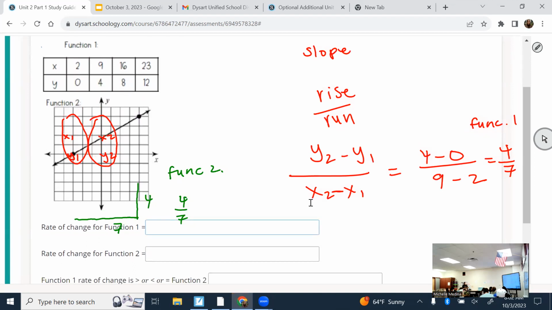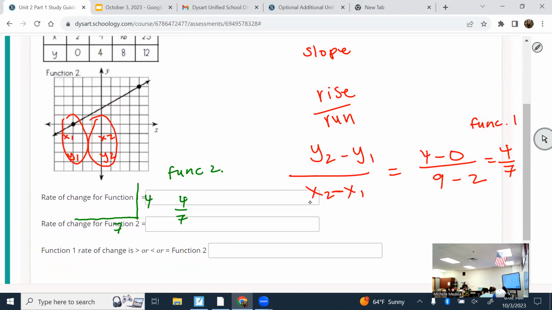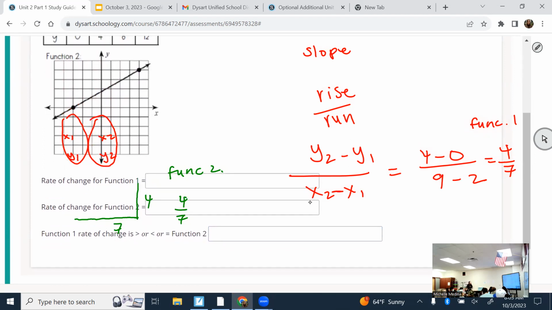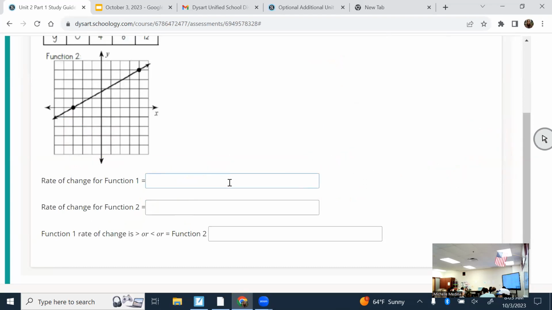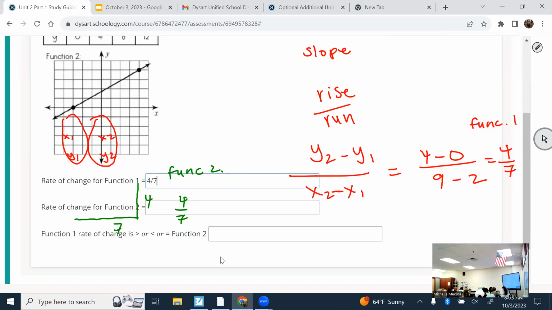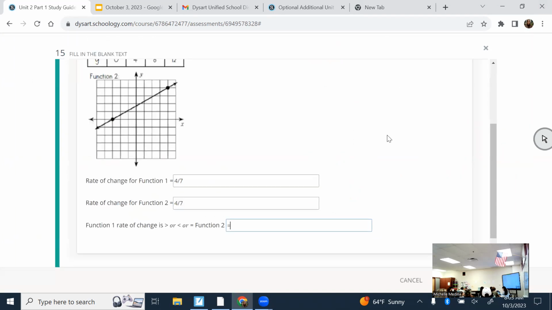So you would put 4/7, and you would put that there equal. Did anyone get that one totally right? Can you confirm that that's the answer? Okay, let's see. 4/7, and they're equal. Let's see if that marks it right.